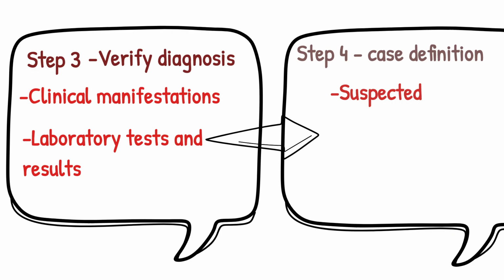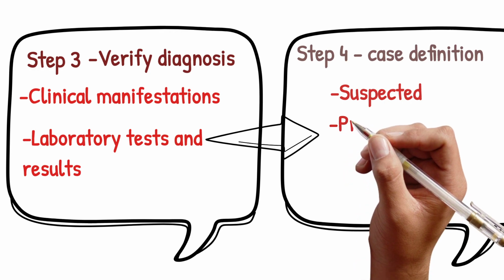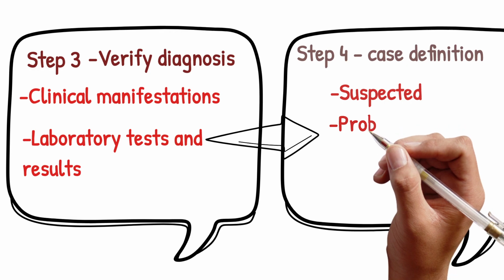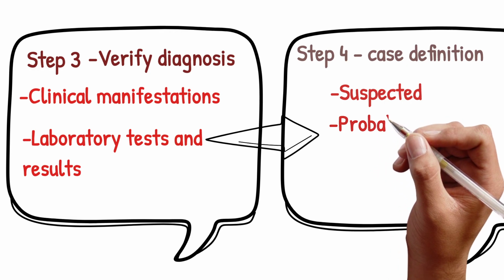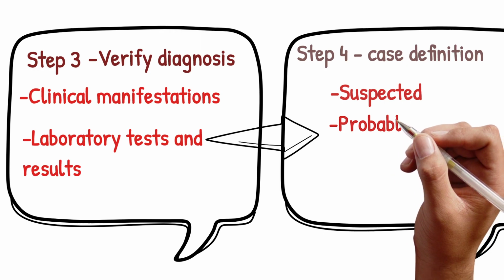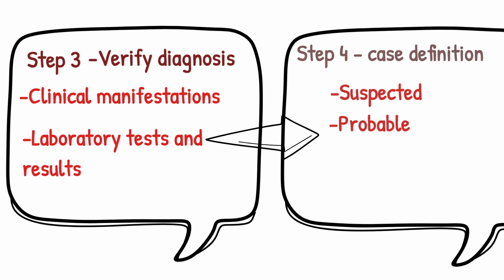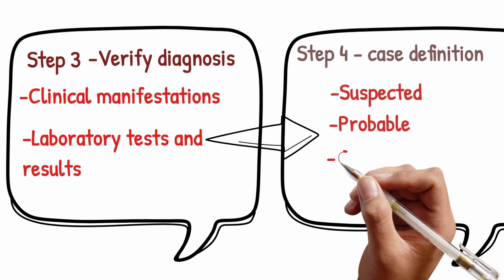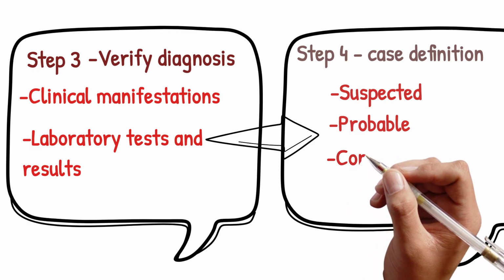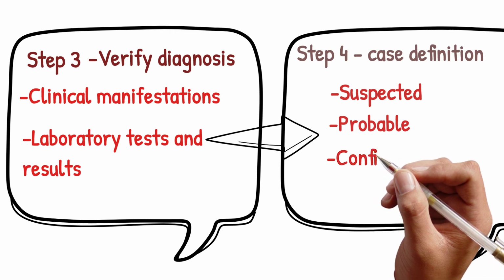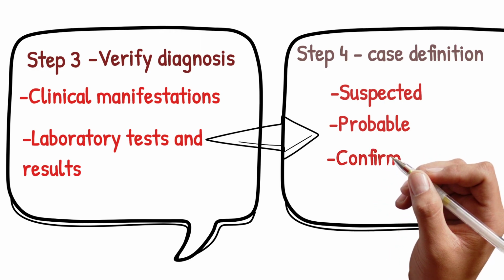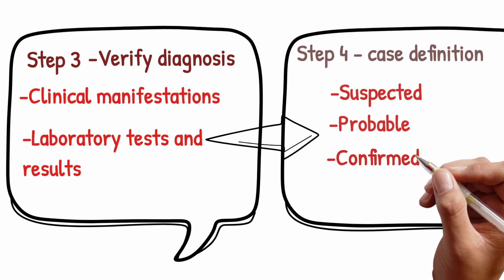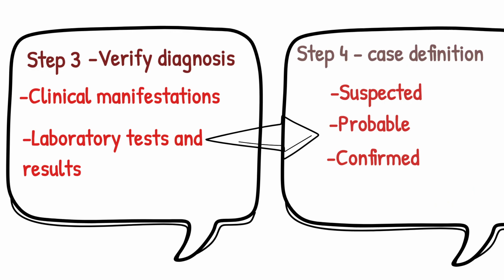What is a suspected case? A suspected case is a case that shows clinical signs and symptoms which are compatible with the case definition of the disease but not backed by lab results. A probable case is a case that has compatible signs and symptoms in the relevant epidemiological history. Lastly, a confirmed case is a definitive case, one whose lab results confirm the presence of an infectious agent even without clinical manifestations or signs and symptoms. That is a confirmed case.